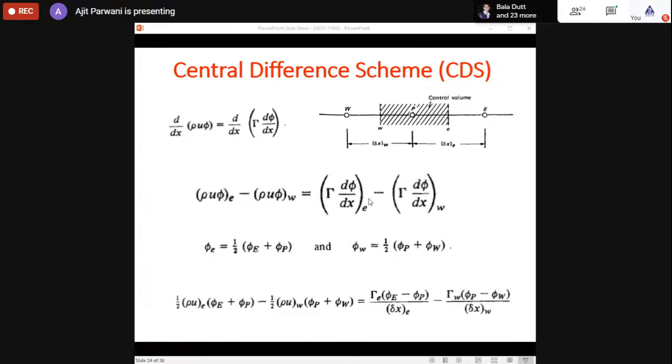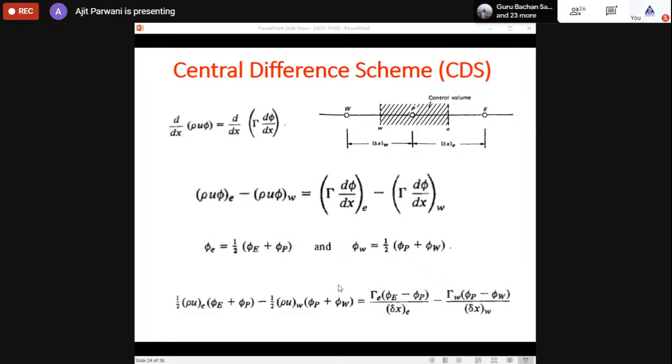And this equation is discretized in the same way because it is a conduction term. I have already described this conduction term, so it is discretized in the same way as we did in the conduction problem. So this is the final discretized equation of this differential equation. This differential equation is this, and this is the discretized equation.